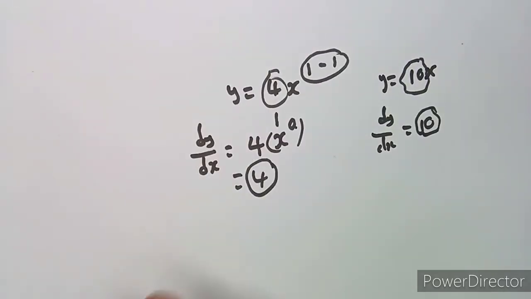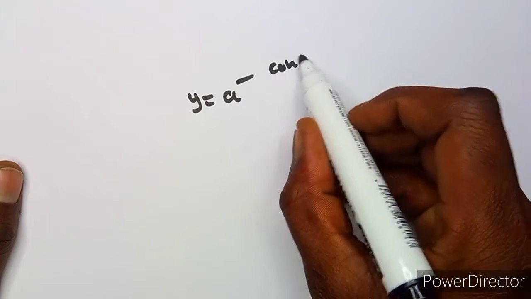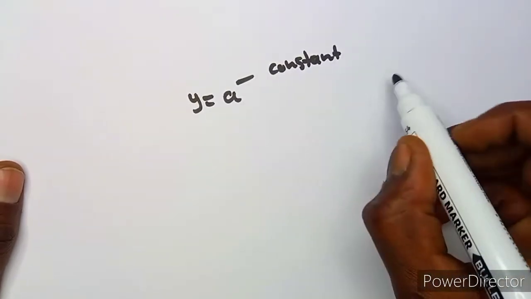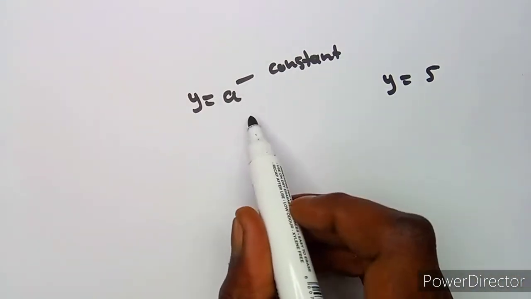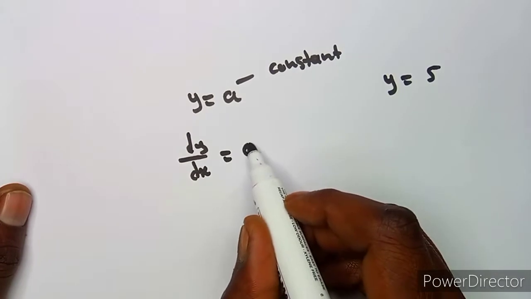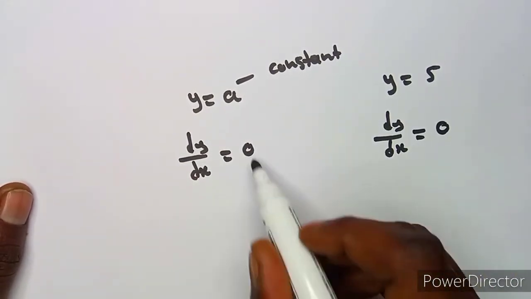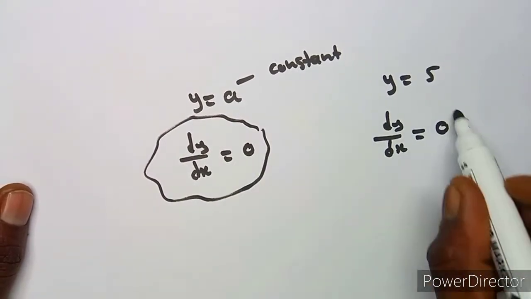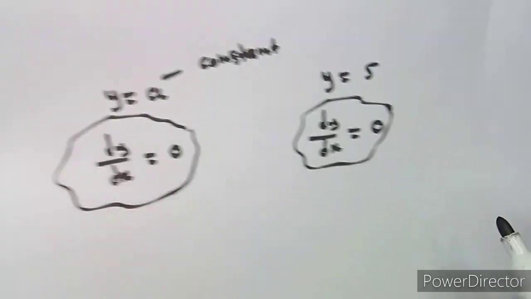Then the last part that I want to explain is when you are given a constant. Now let's say y is equal to a, where a is representing a constant. Let's just take an example of y is equal to 5. That's a constant. We do not have the value of x here. The derivative of a constant with respect to x is 0. So do not waste your time. Just know that when you are differentiating a constant, you obtain what? You obtain a 0. So that is what you're going to have.